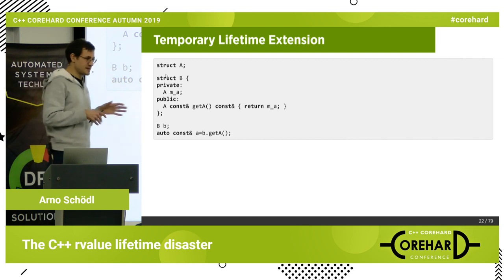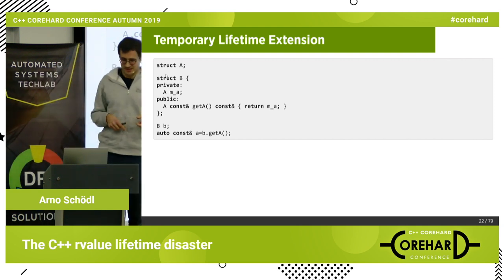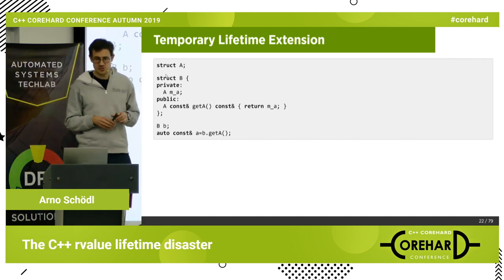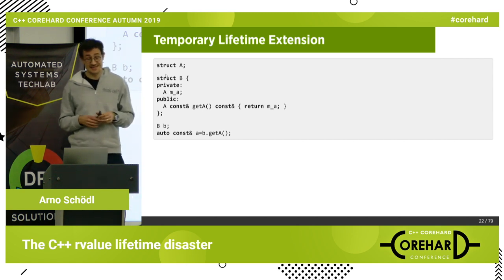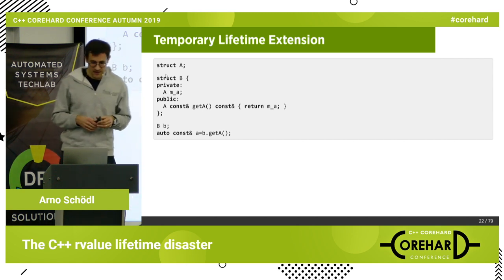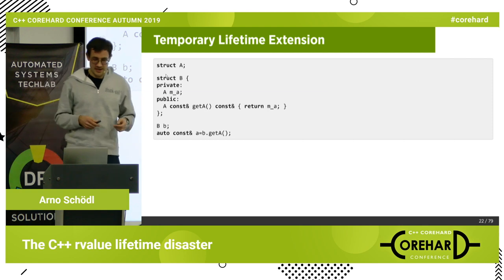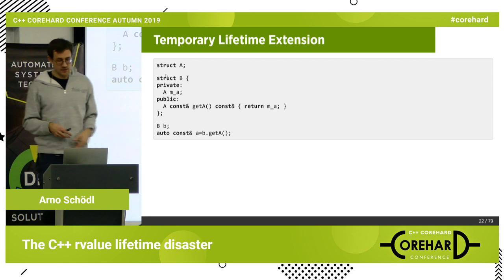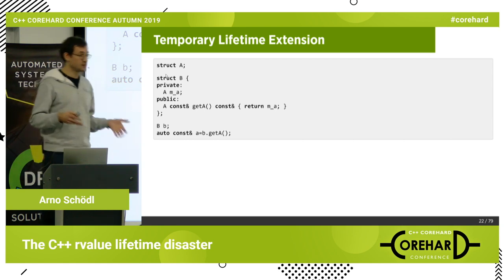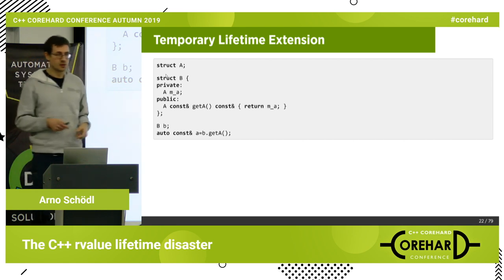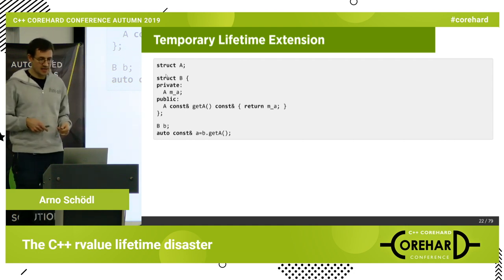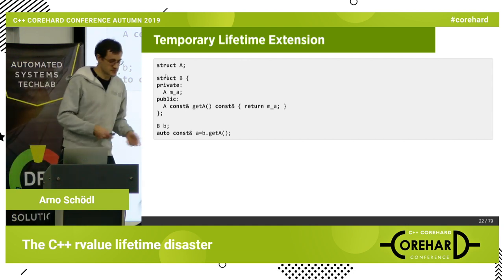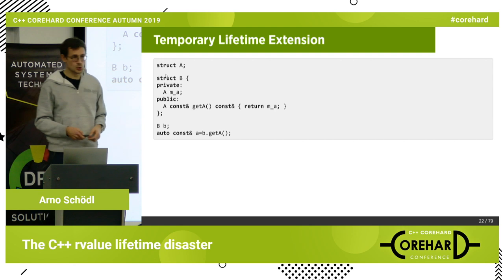Let's talk about a little bit of a niche feature of C++. So you got a structure A, and let's again aggregate it in a B, and you have an accessor that returns that A by reference. And then you write down there auto const reference A equals B get A. So get A returns by reference, and you take it by reference. Okay, so far so good.